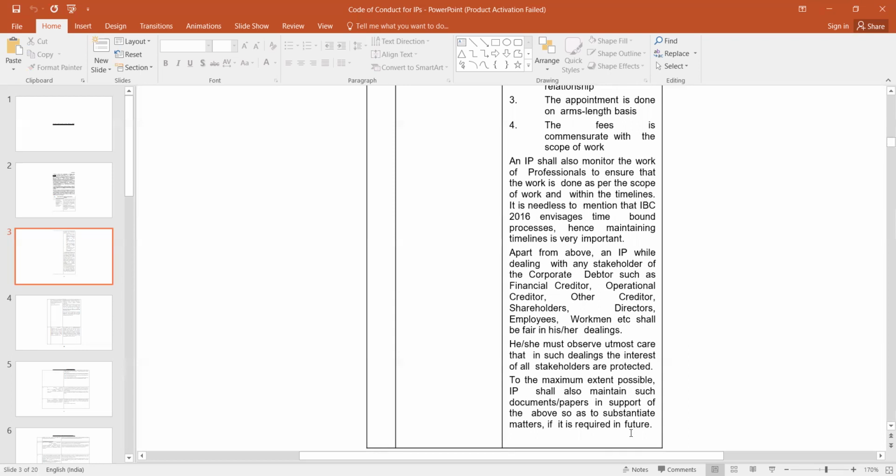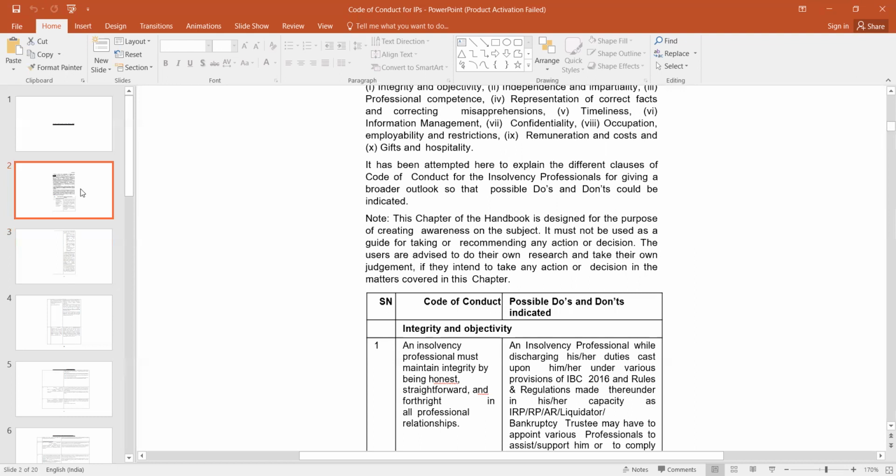Now, please give me an example. Say you want to file a complaint against an IP that he was not a man of integrity and objectivity. So what sort of allegations can you impose, or allege on him? So what sort of allegations can you cast on him?